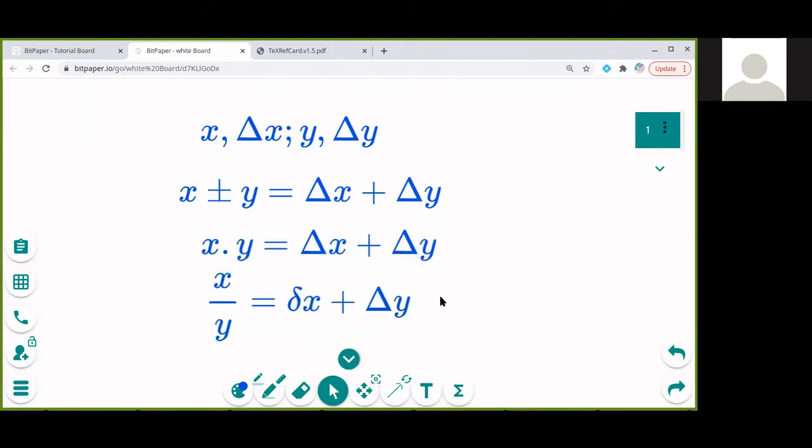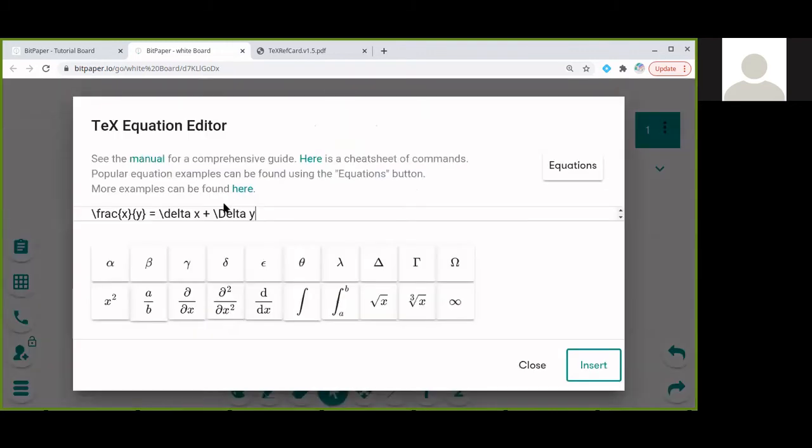Uncertainty: we always take two quantities, x and y, with uncertainty delta x and delta y. The uncertainty in x plus or minus y, or x times y, or x over y, is always delta x plus delta y. Keep this in your mind, okay?